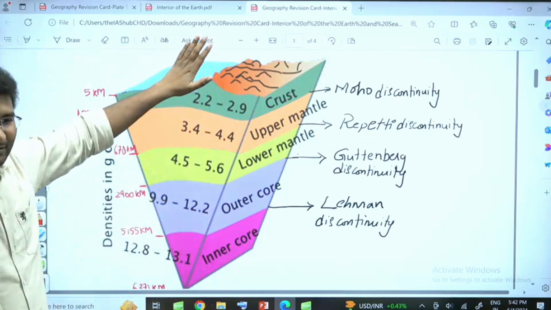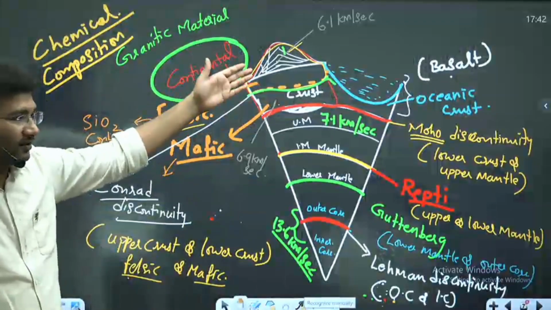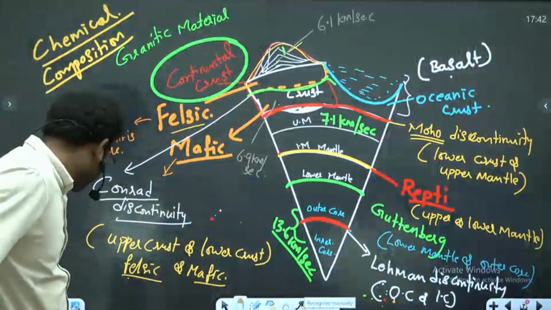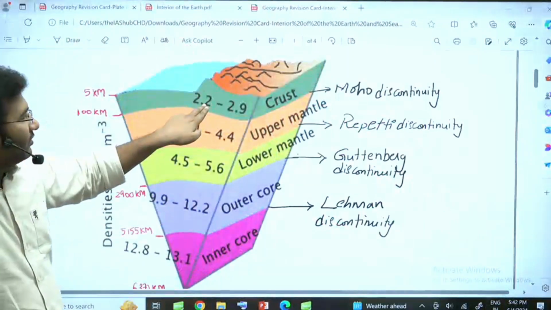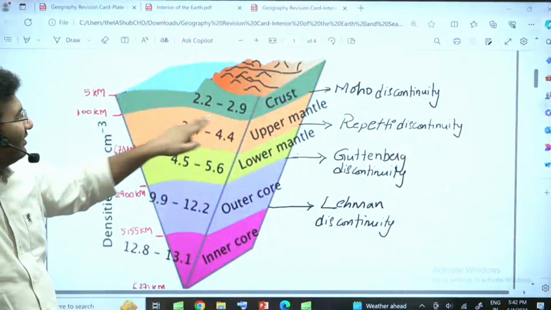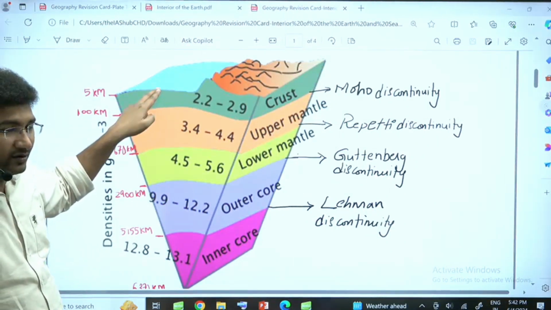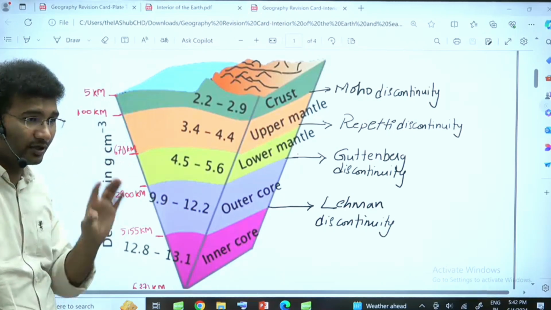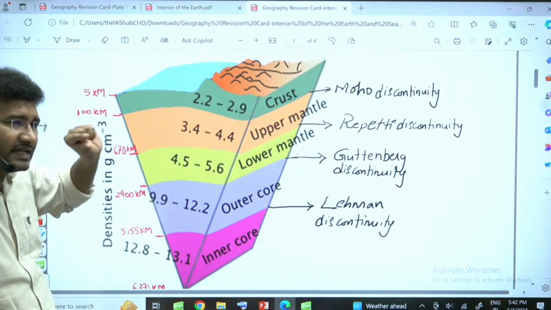This is the same diagram that you have drawn, but I have drawn it in a different way. Look here. Now what you can do is, I want you to add the densities here. Crust density is 2.2 to 2.9. Actually, the oceanic crust density is more. Oceanic crust density I am talking about. I am not talking about thickness. Look at the thickness. The thickness is very, very less in the ocean.